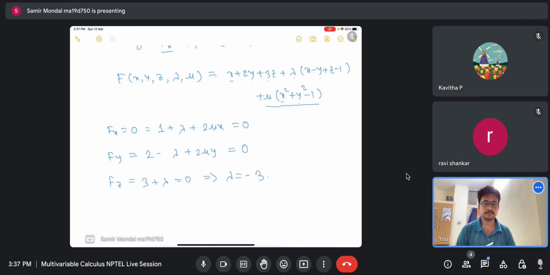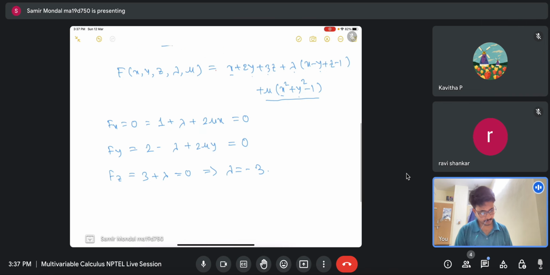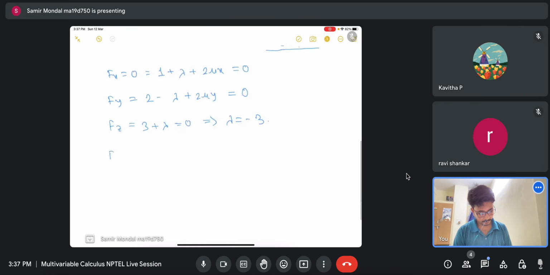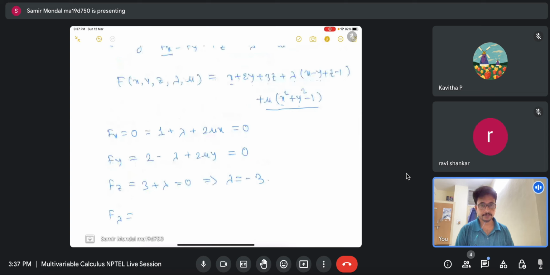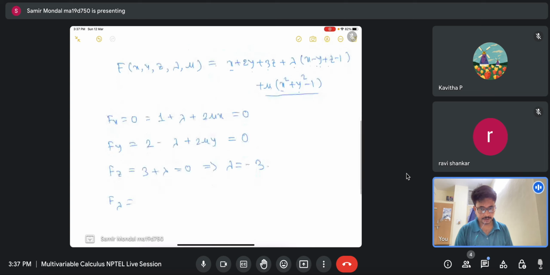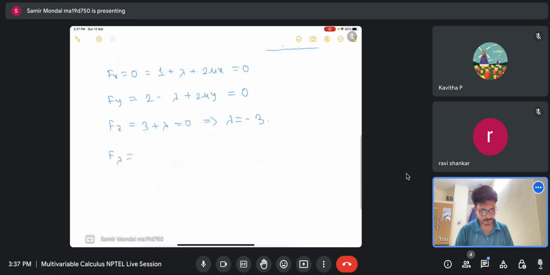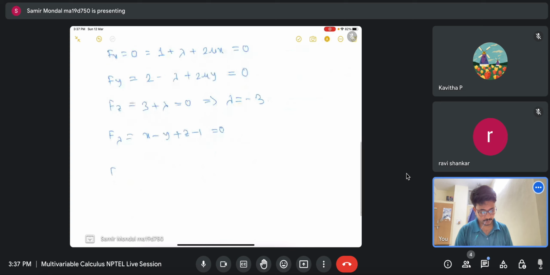So from here we are getting this. Now keep it. F_λ is x - y + z - 1 equal to 0, and F_μ is x² + y² - 1 equal to 0.